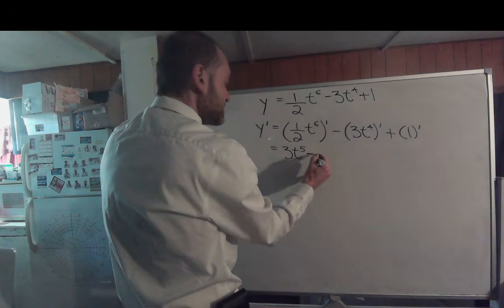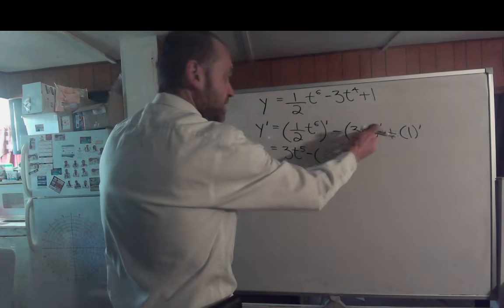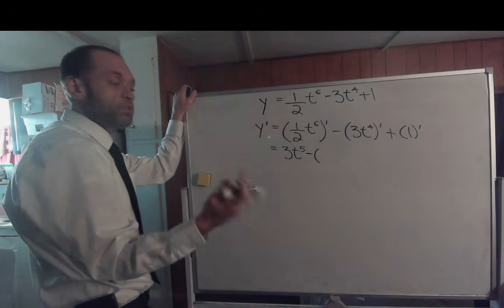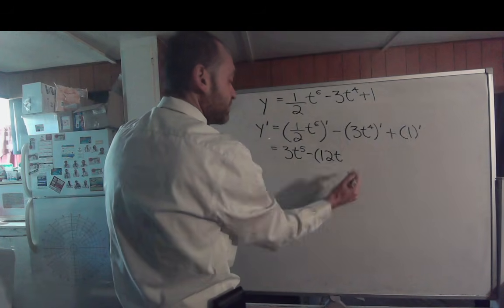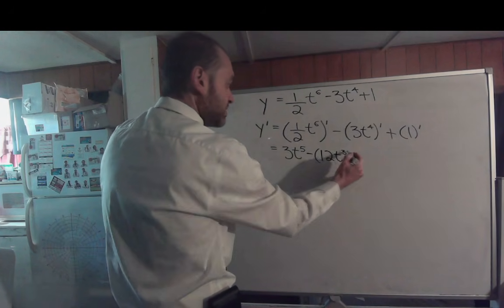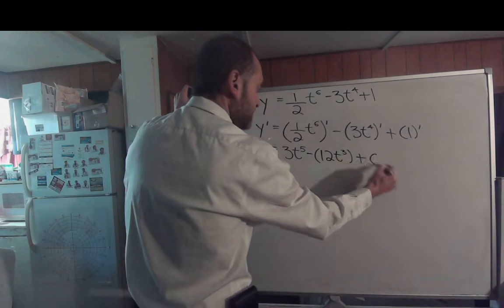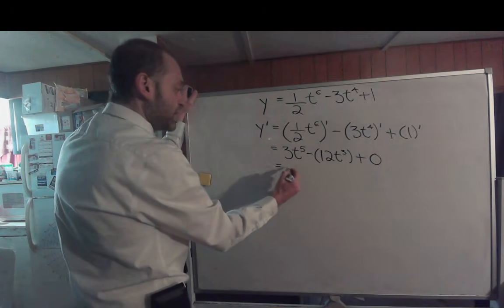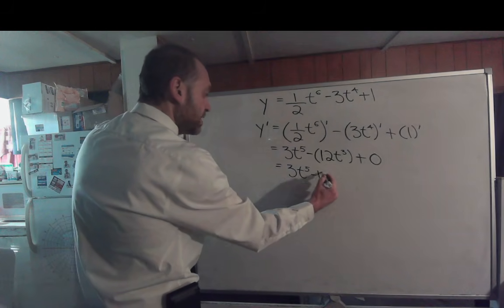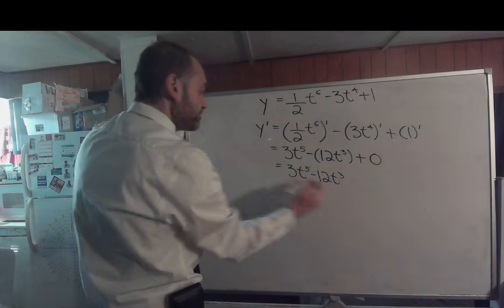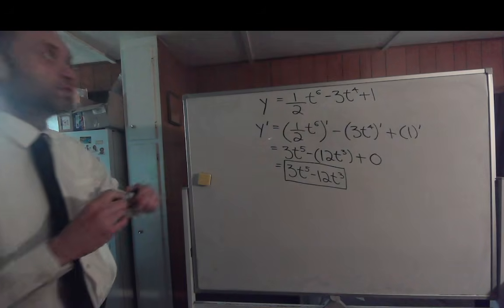And then minus the derivative of 3t to the fourth. Well, bring that 4 down front, multiply it by 3, you get 12 times t. This would be 12t, and then lower that 4 by 1 degree, so 12t to the third, plus the derivative of 1. Derivative of any constant is 0. So y prime ends up being 3t to the fifth minus 12t to the third. That would be your derivative, would be 3t to the fifth minus 12t to the third.